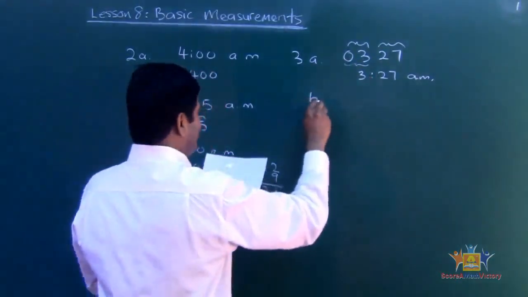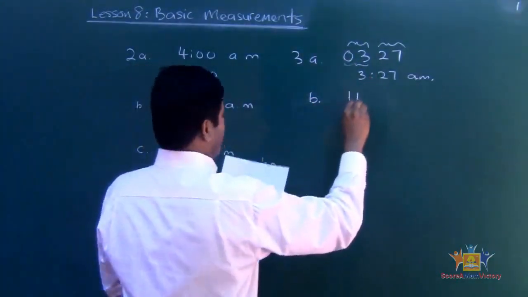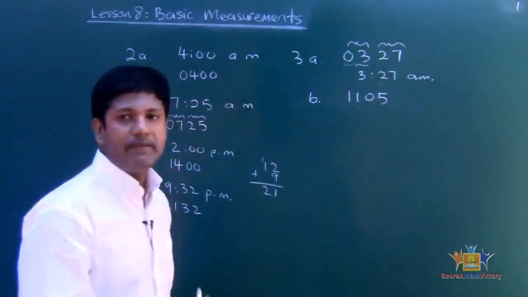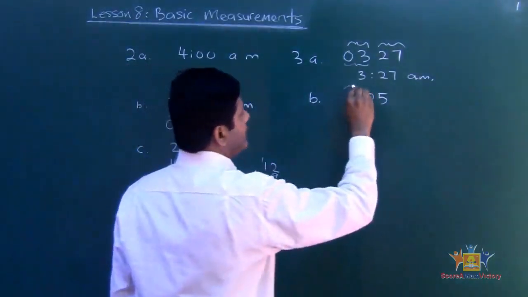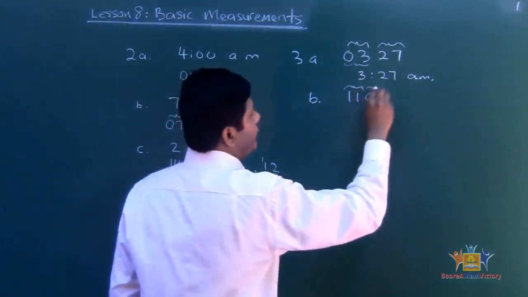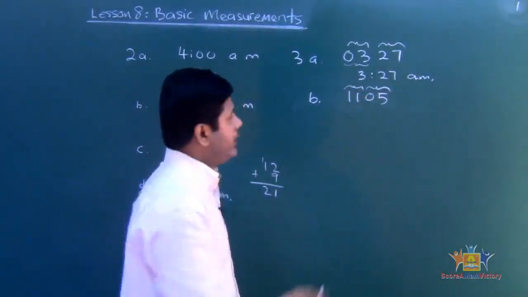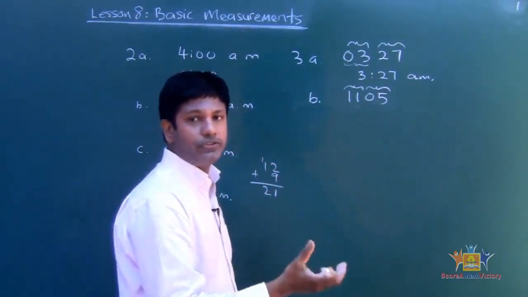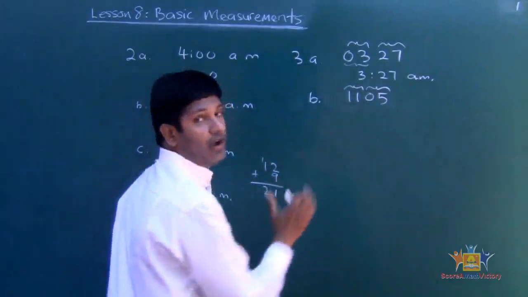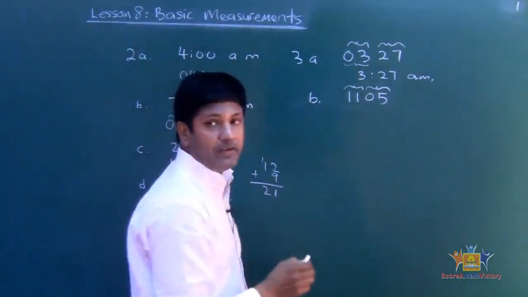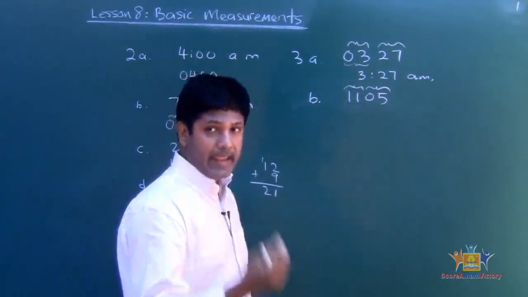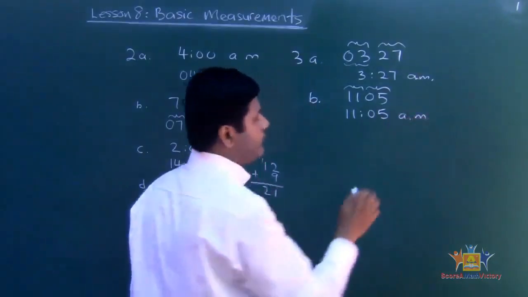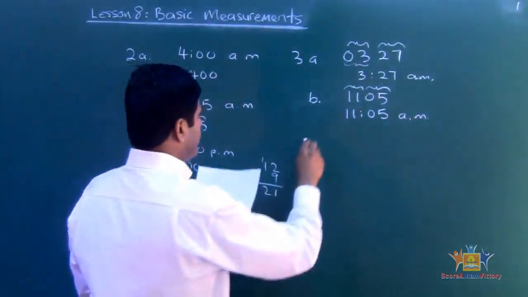Okay, let's look at B. Now B, you're given 11:05. How do I read this one? The 11 I'm referring to as the hour, the 5 I'm referring to as the minute. You don't have to say 'zero five', it's already understood. So that means the 11 is below 12. That means it's going to be AM. So it's going to be 11:05 AM. See that? 11:05 AM.